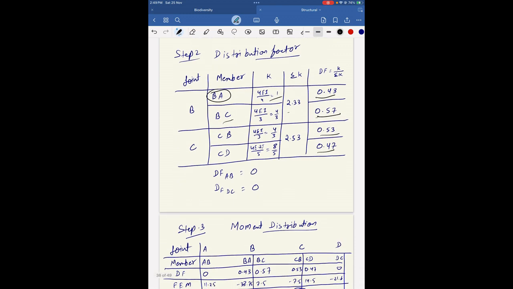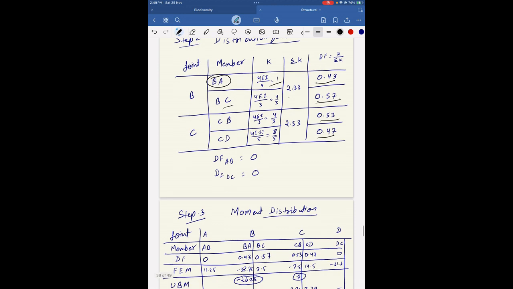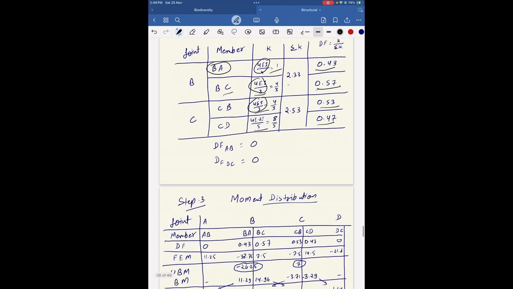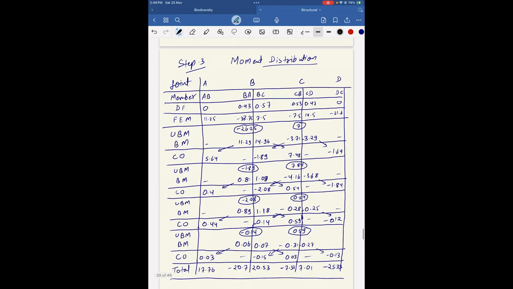Here it is 4EI by 4EI, all are fixed. So the distribution factor uses the same formula for all the members. Then we apply the moment distribution method.